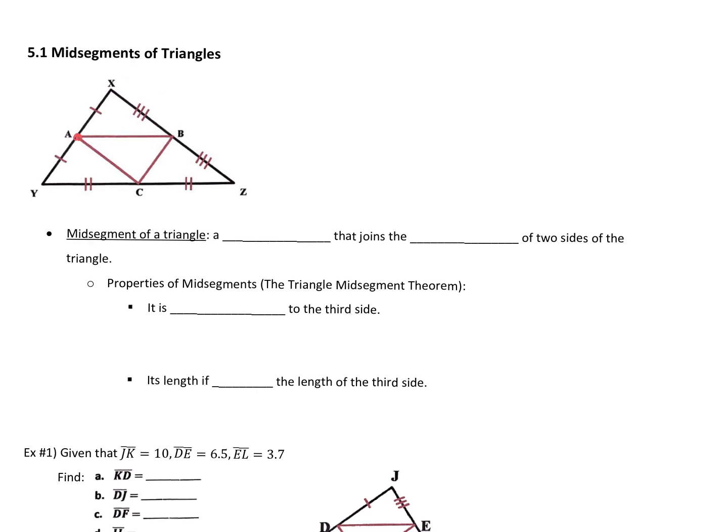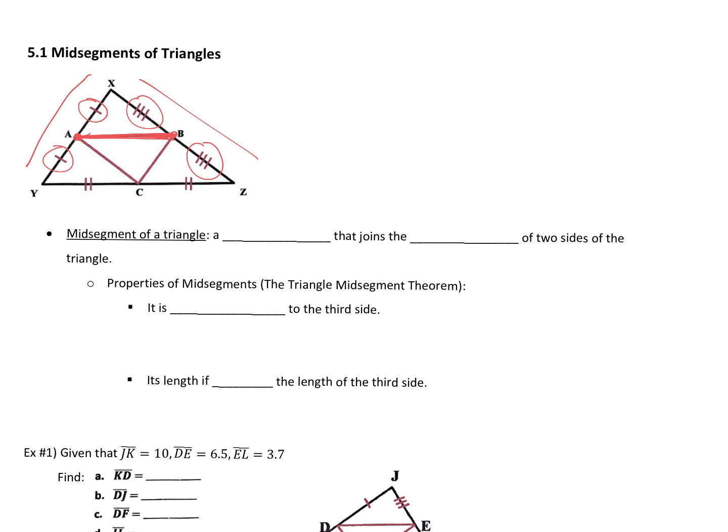You have a midpoint of this side over here. Okay, that would be point A. You have a midpoint of this side over here. That's what these markings are telling us, right? These are congruent, those are congruent. The mid-segment then is segment AB. So we would say AB is a mid-segment of the triangle.